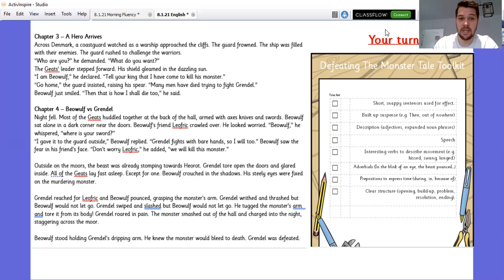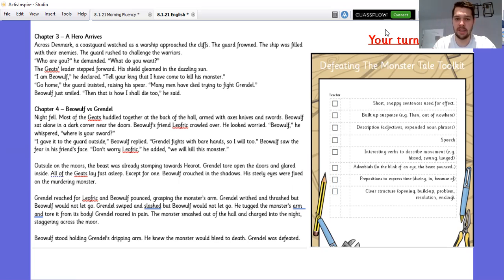Outside on the moors, the beast was already stomping towards Heorot. Grendel tore open the doors and glared inside. All of the Geats lay fast asleep, except for one. Beowulf crouched in the shadows. His steely eyes were fixed on the murdering monster. Grendel reached for Leofric, and Beowulf pounced, grasping the monster's arm. Grendel writhed and thrashed out, but Beowulf would not let go. Grendel swiped and slashed, but Beowulf would not let go. He tugged the monster's arm and tore it from its body.